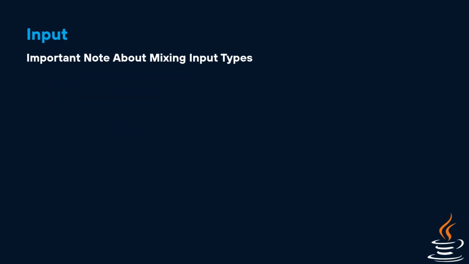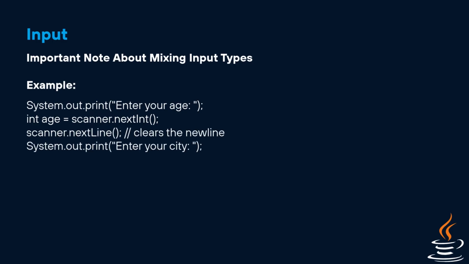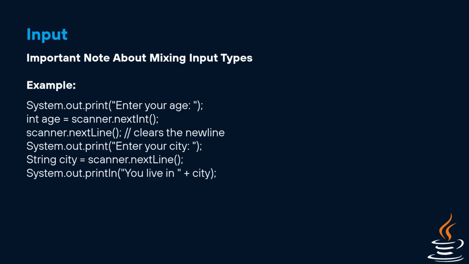Important note about mixing input types. If you read a number and then want to read text afterward, you need to clear out the leftover new line character. For example, System.out.print("Enter your age: "); int age = scanner.nextInt(); scanner.nextLine(); This clears the new line. System.out.print("Enter your city: "); String city = scanner.nextLine(); System.out.println("You live in " + city); Without scanner.nextLine(), the second input might be skipped.